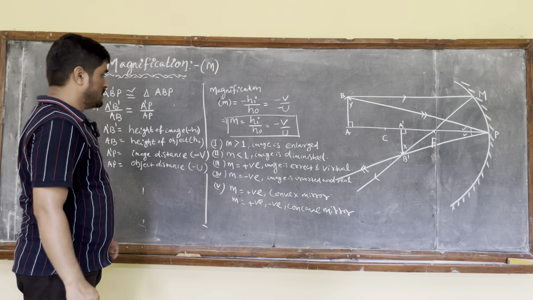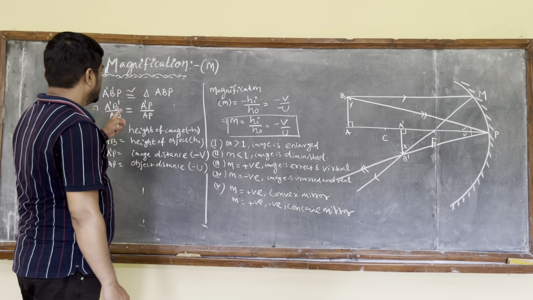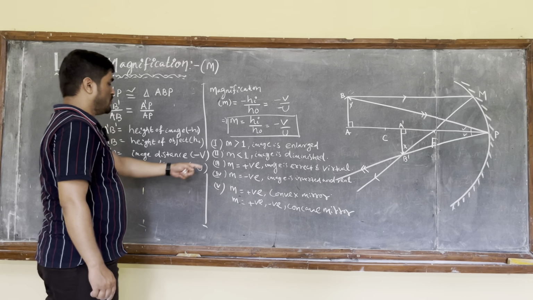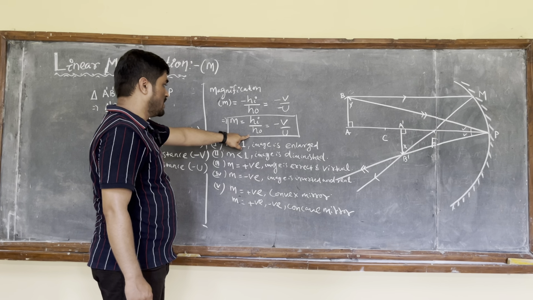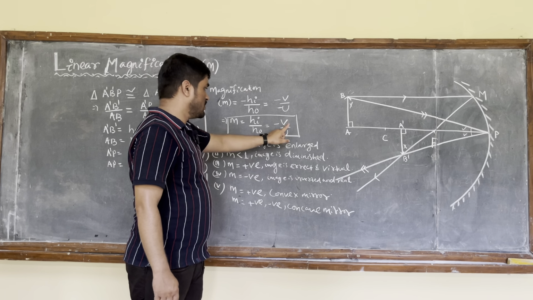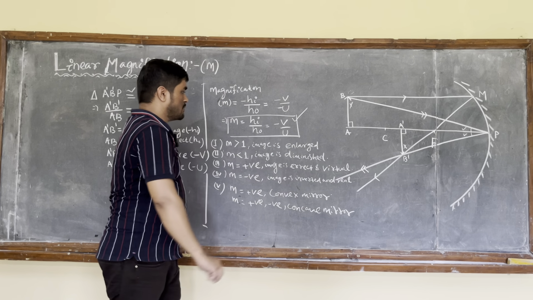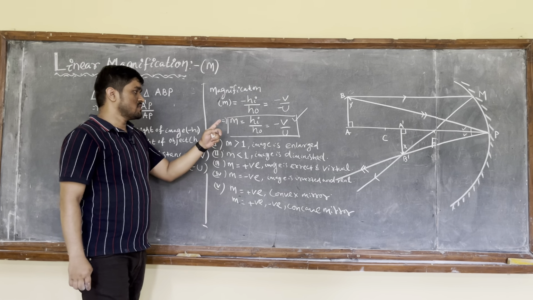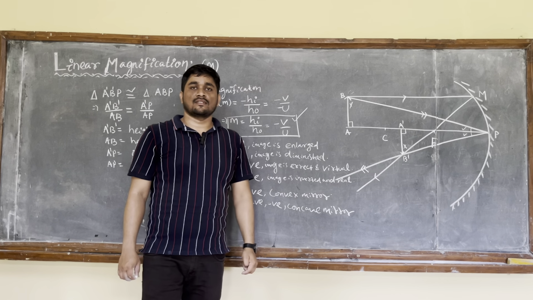Clear? So this is all about the magnification produced by a spherical mirror. The formula is height of image to the height of object, or negative of the image distance to the object distance. You have to remember this formula, and you have to use the sign convention to find out the value of magnification. Thank you.